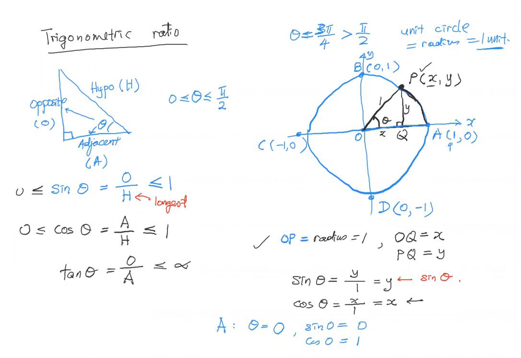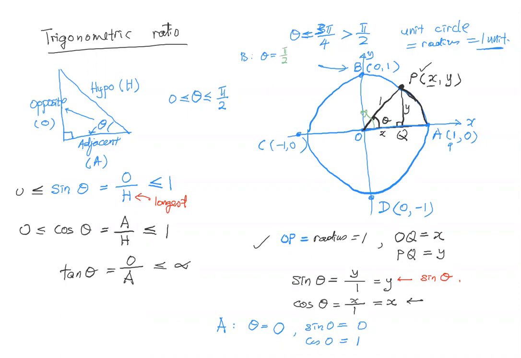So how about at point B? What is the angle at point B? When the angle turns from here to here. Is it 90? Oh, we don't use 90 degrees. Pi over 2. Yeah, pi over 2.